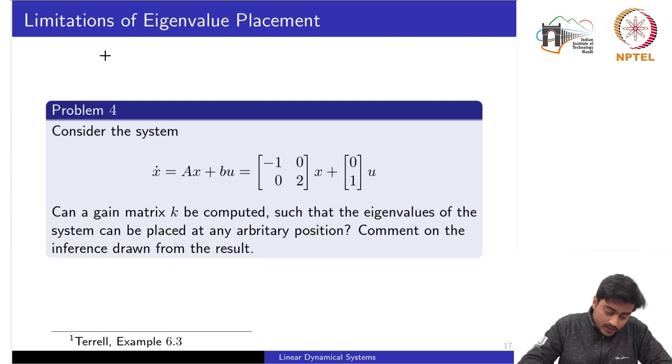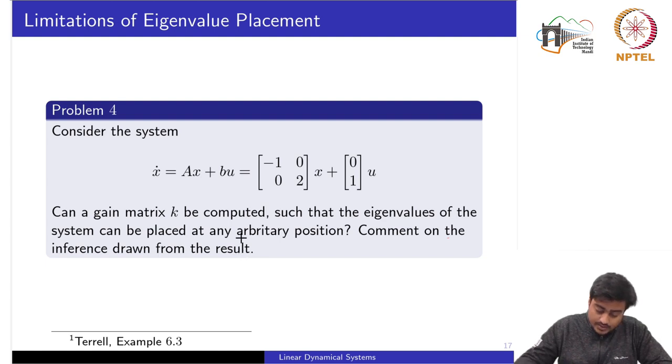The next problem deals with the limitations of eigenvalue placement. So consider the continuous time system with A and B matrices as given here. The first question asks whether a gain matrix K can be computed such that the eigenvalues of the system can be placed at any arbitrary position. In the next part we need to comment on the inference drawn from the results.